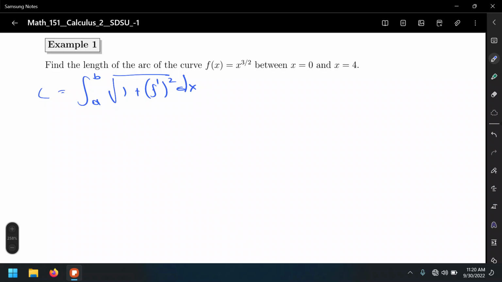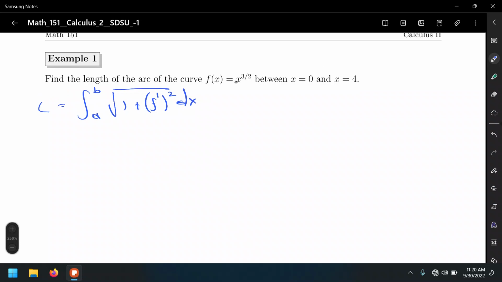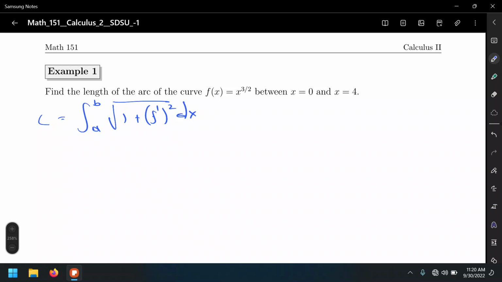Yes, I just realized that in the morning section, so for those of you who have the handout, just change it for this. Instead of going from 1 to 4, we're going from 0 to 4. Just change it. So let's find the derivative of the function.